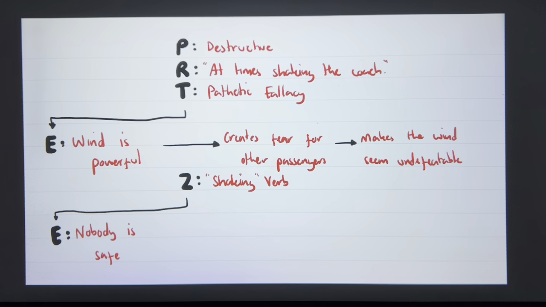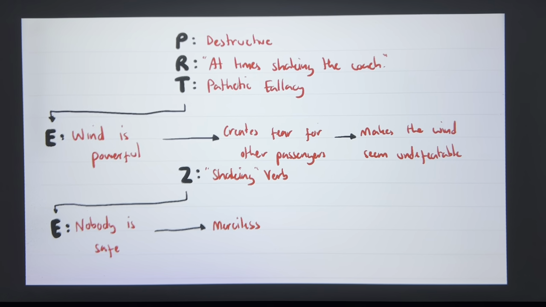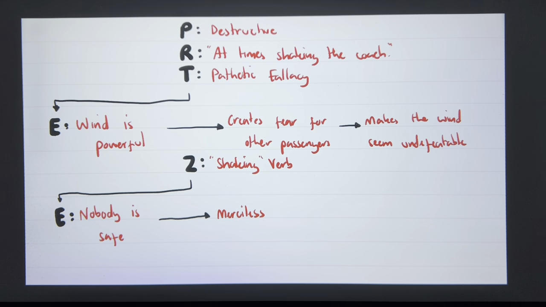And what's the effect of nobody being safe? What can we say, guys? Let's say that the effect of nobody being safe is that finally it implies how the weather is merciless. Why is the weather merciless, guys? Because the weather doesn't forgive anyone. It takes victims anywhere and everywhere. And then we end it with our link, guys. And what's my link going to be?